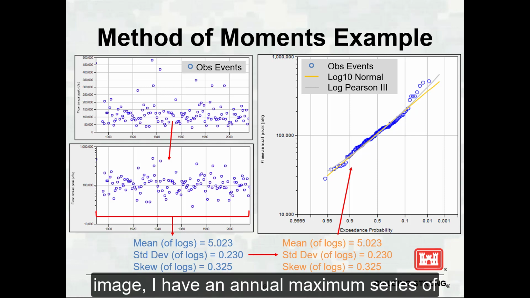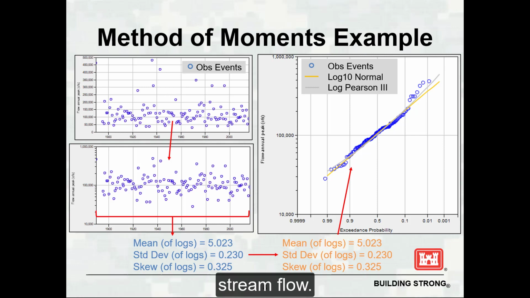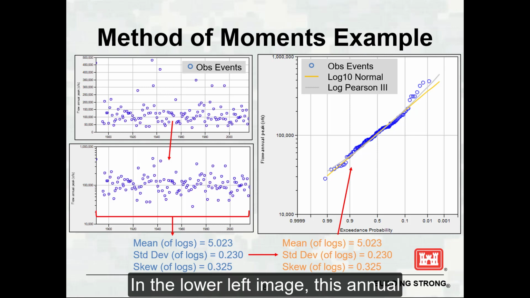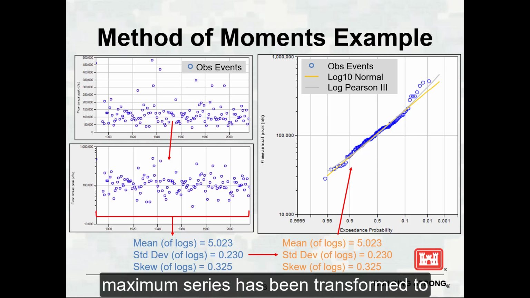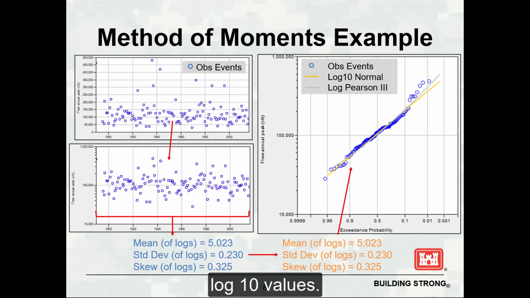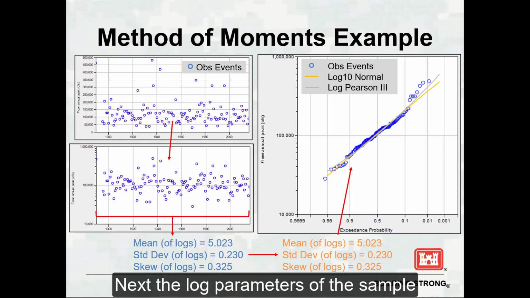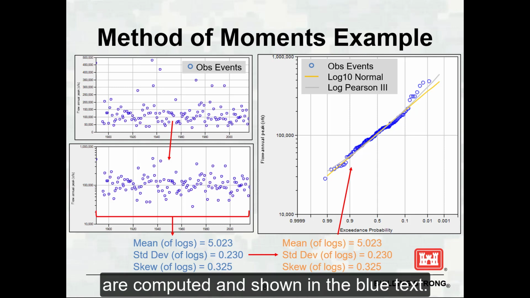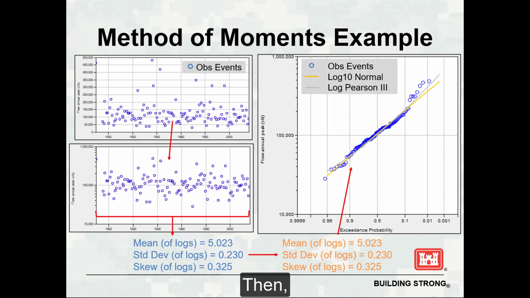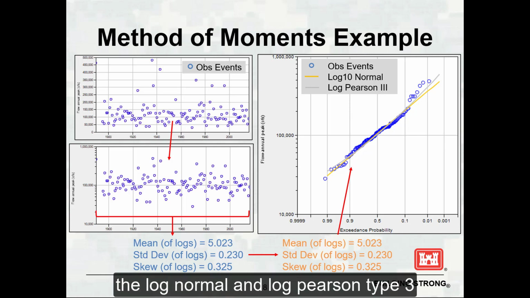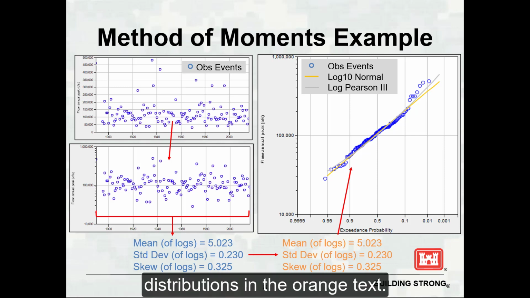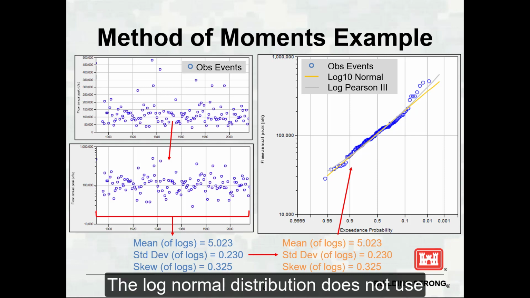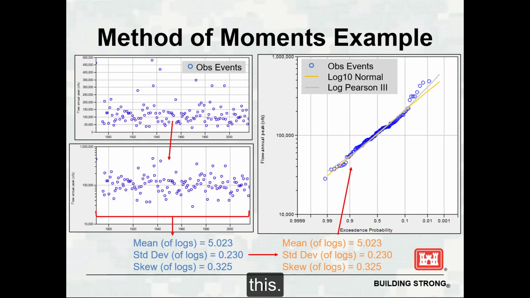In the upper left image, I have an annual maximum series of streamflow. In the lower left image, this annual maximum series has been transformed to log 10 values. Next, the log parameters of the sample are computed and shown in the blue text. Then, those parameters are used to fit both the log normal and log Pearson type 3 distributions in the orange text. The log normal distribution does not use the skew parameter. Only the log Pearson 3 distribution does this.